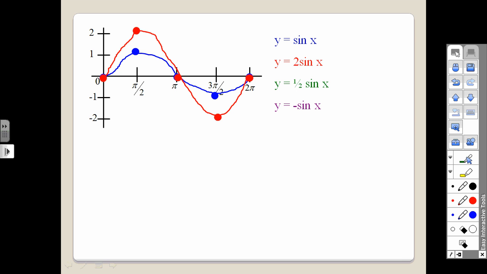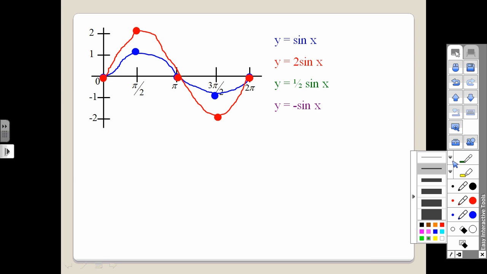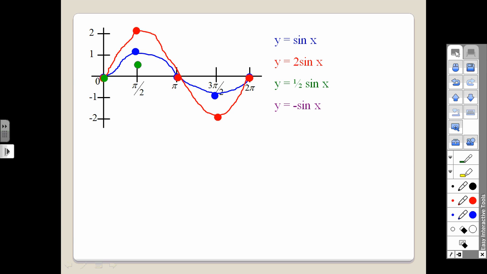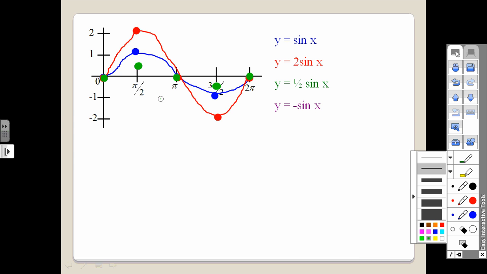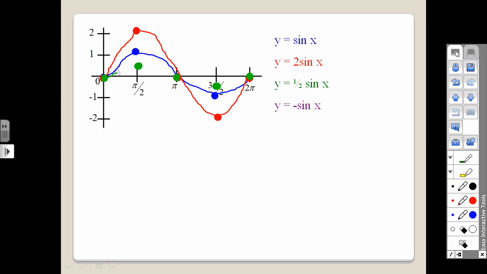When we go to do half of sine x, we're still at 0, but now we're only going to go up a half, which is about right there. Still at 0, down at -1/2. So what happened was this kind of got compressed, right? So if we go to graph this, it got flattened.